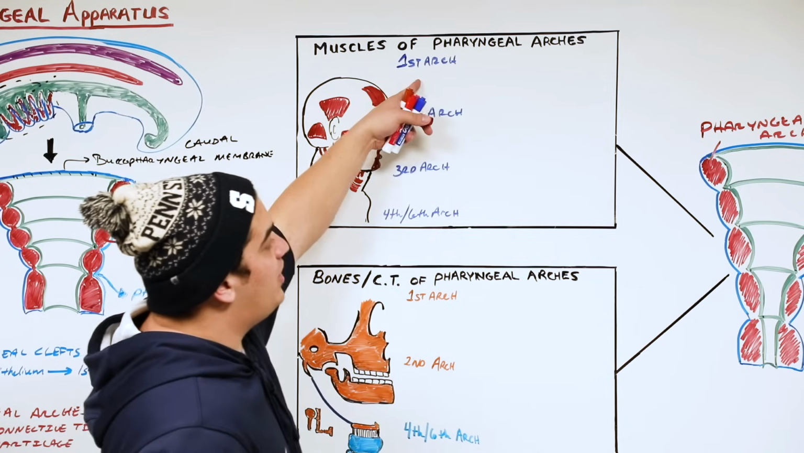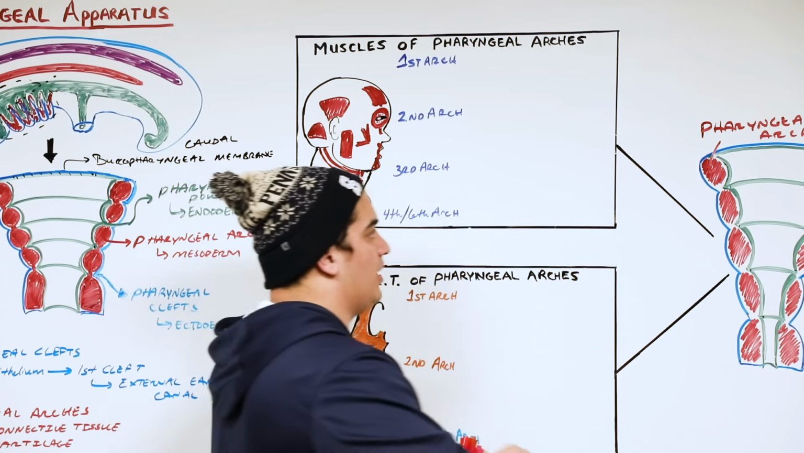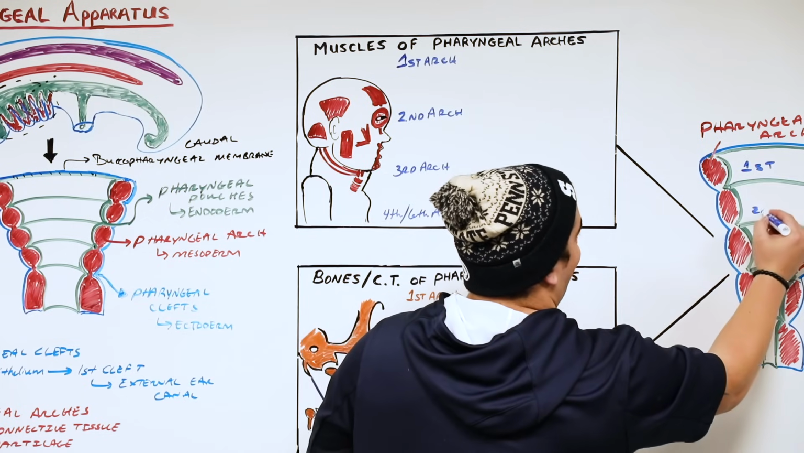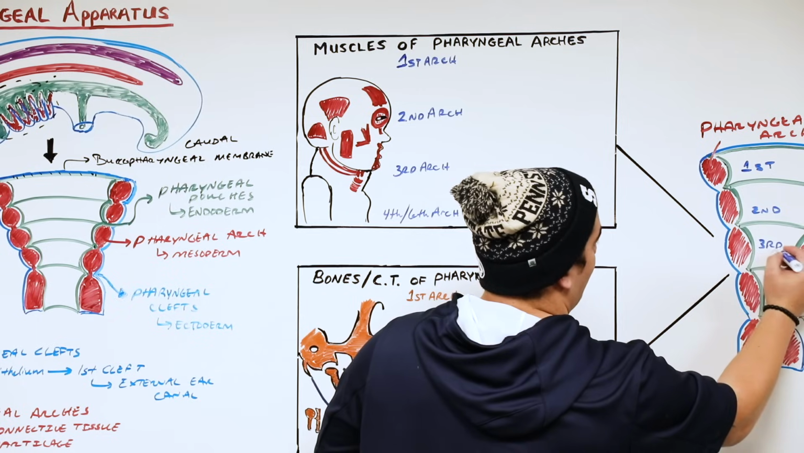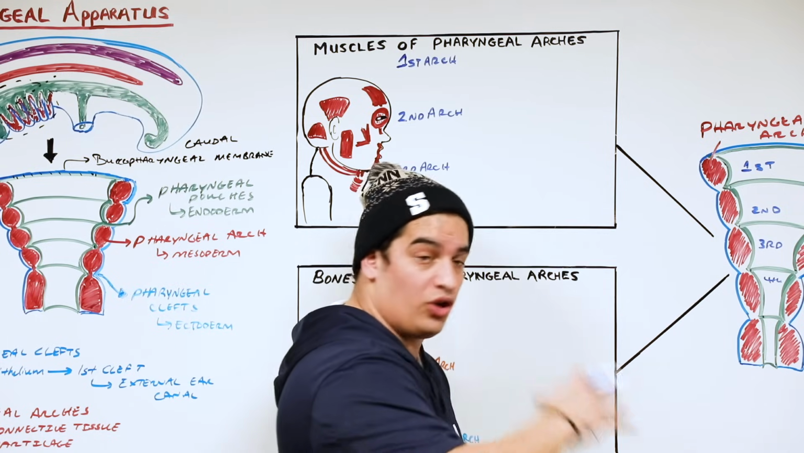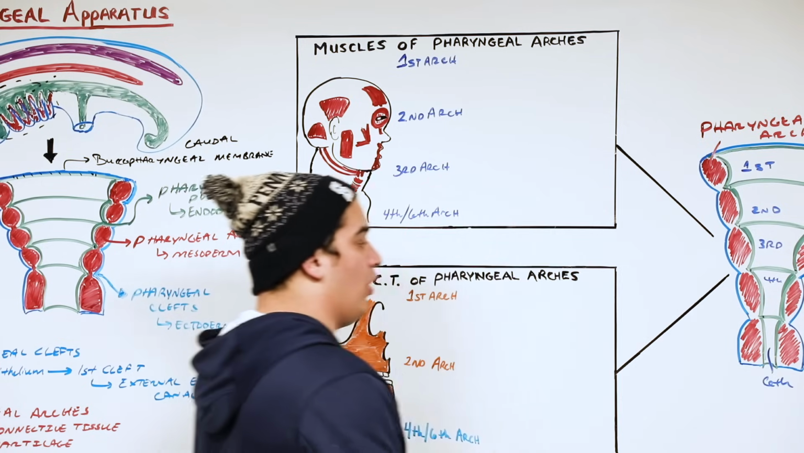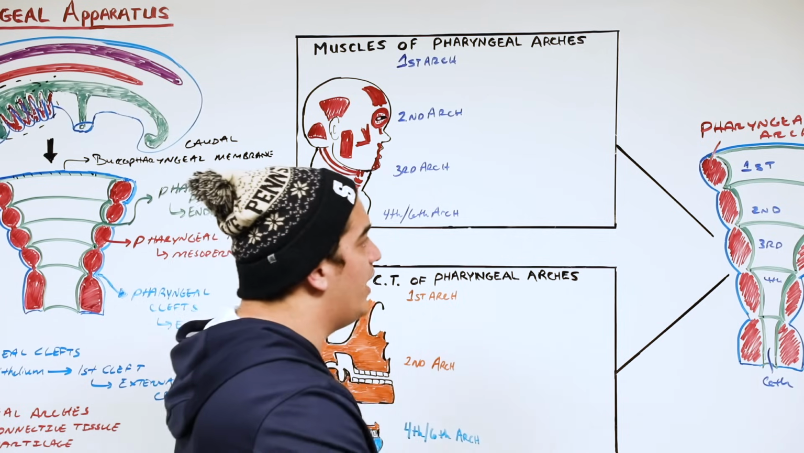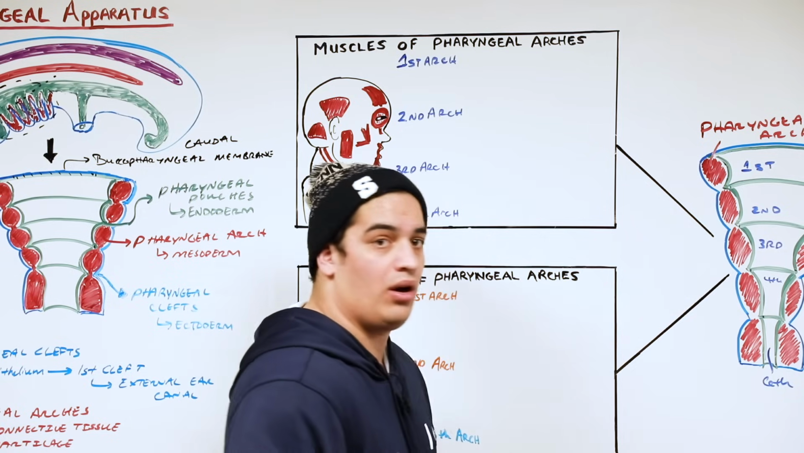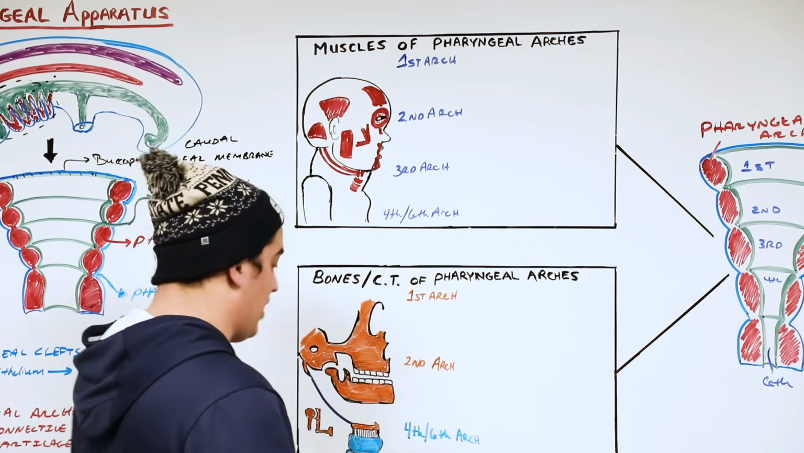Now, we give particular names to the arches, right? And it's very simple. Thank the Lord, it's very simple. This is your first arch. This is the second. This is the third. This is the fourth. The fifth usually either doesn't form or it digresses. And then this last one here is the sixth pharyngeal arch. So what we need to know is what does the mesoderm within that first, second, third, fourth, and sixth pharyngeal arch differentiate into? And the first thing is with respect to muscles.